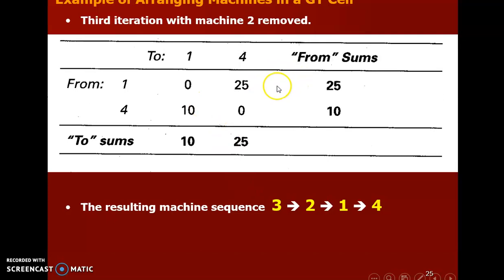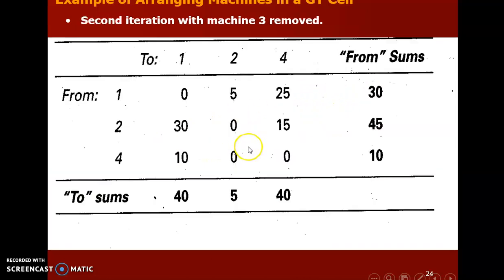Next, again we are going to do the from and to analysis for the remaining machines, that is 1 and 4. The minimum value is 10, and at the same time the minimum from sum is also 10. So here we have a tiebreaker. So again we are going back to the step.